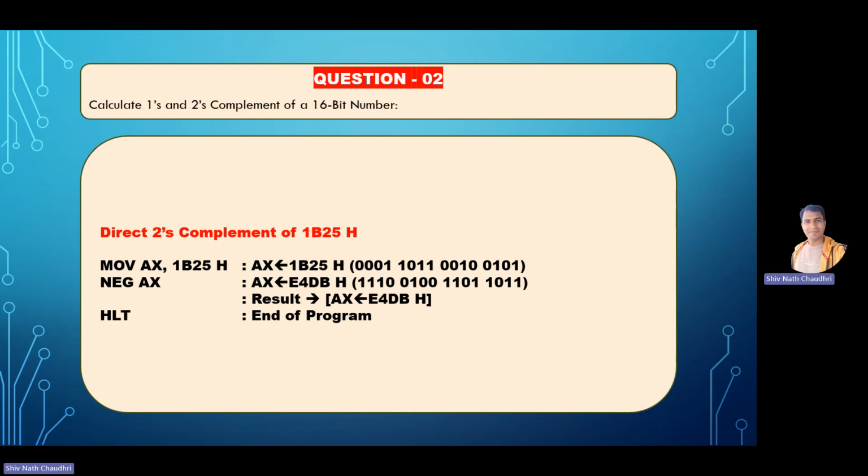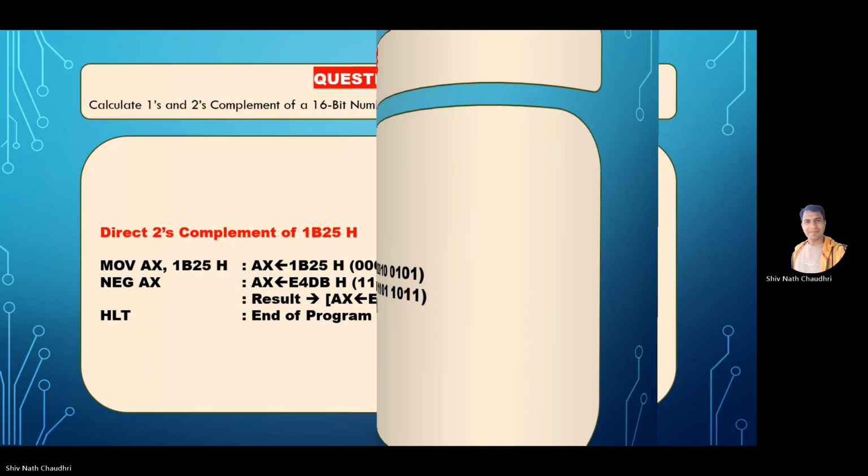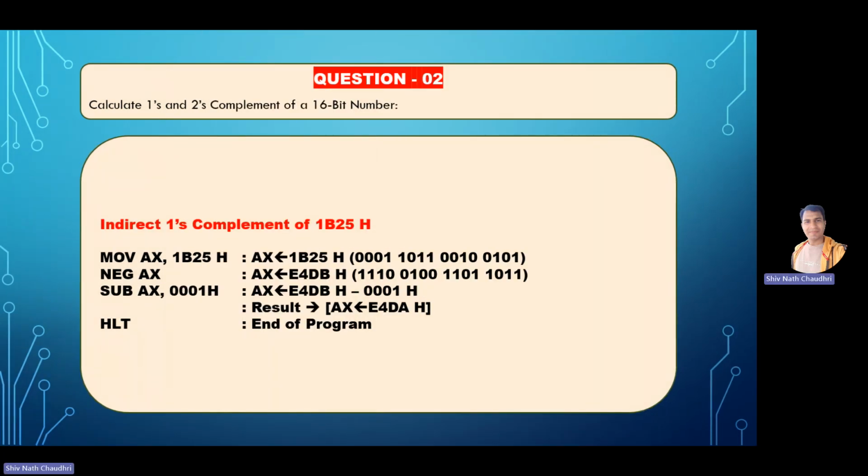After discussing these two direct methods, we can also calculate the ones complement and twos complement indirectly using some other instructions. This is the indirect method to calculate the ones complement of a 16-bit number. As we saw in the last example, NEG AX returns the 2's complement directly. If we subtract 1 from the 2's complement, we get the 1's complement. So first the 16-bit number is moved into the accumulator, then we apply NEG to calculate the 2's complement, then we subtract 1 to get the 1's complement.